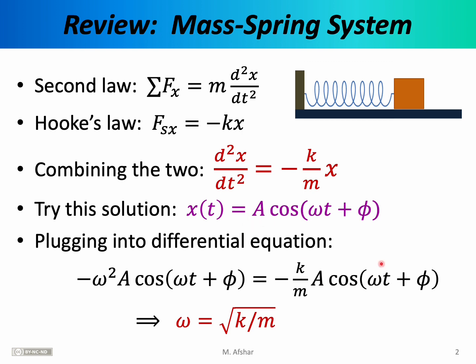The parameters A and phi could be any real numbers, and the function would still satisfy the differential equation. However, in practice, those two parameters are determined by the initial conditions of the mass spring system. The mass's initial position and initial velocity can be used to determine the amplitude and the phase constant.